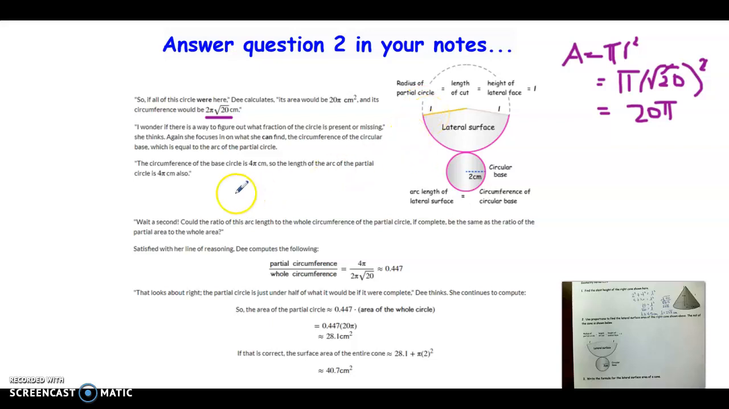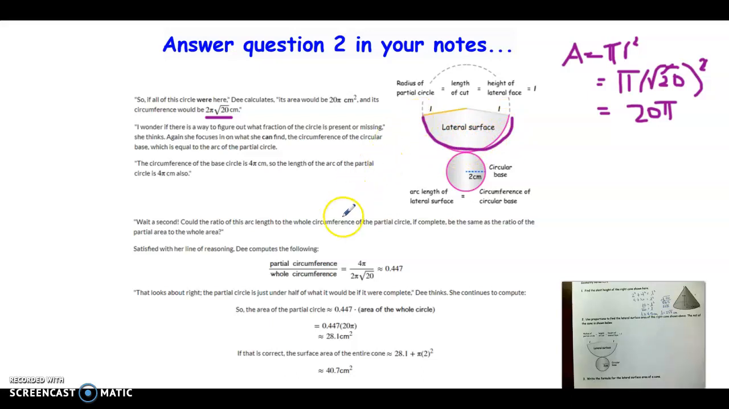So she knows the circumference of the base is 4 pi. This part right here came from around the circle. And we knew the radius of the circle was 2, so that whole circumference was 2 pi r, which is 4 pi. So she knows that the circumference of this base is 4 pi, so she knows the arc length of this partial circle is also 4 pi, because that's where it came from.